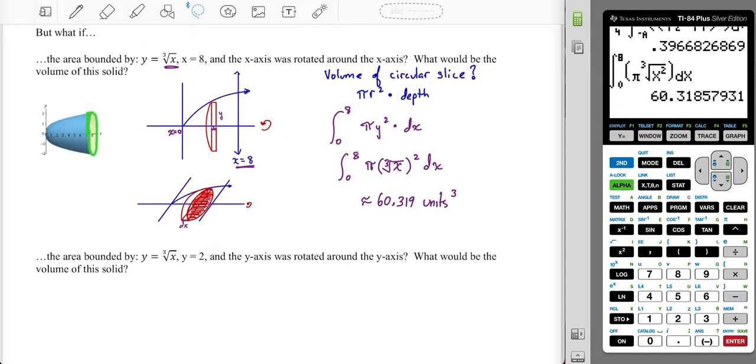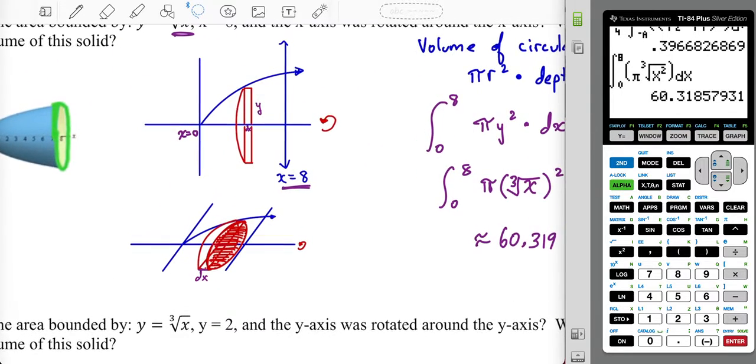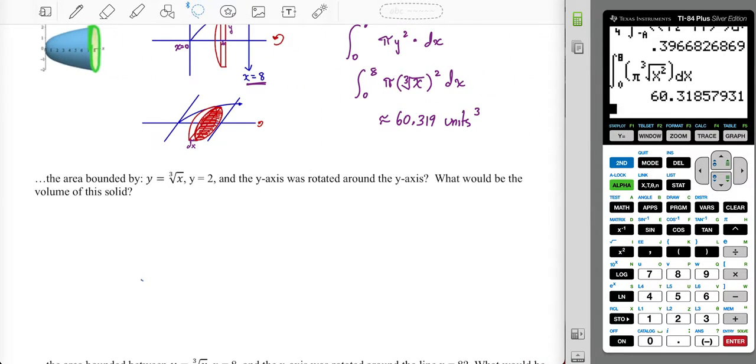Now the bounded area was rotated around the y-axis. So I'm going to take my diagram, or at least most of it. I'll take the whole thing and then trim some of the stuff. The axis of revolution is going to be the y-axis. So all of this goes away. All of this goes away.